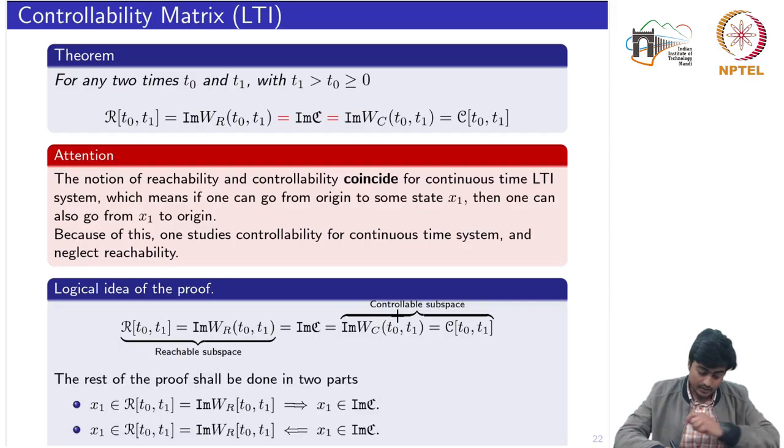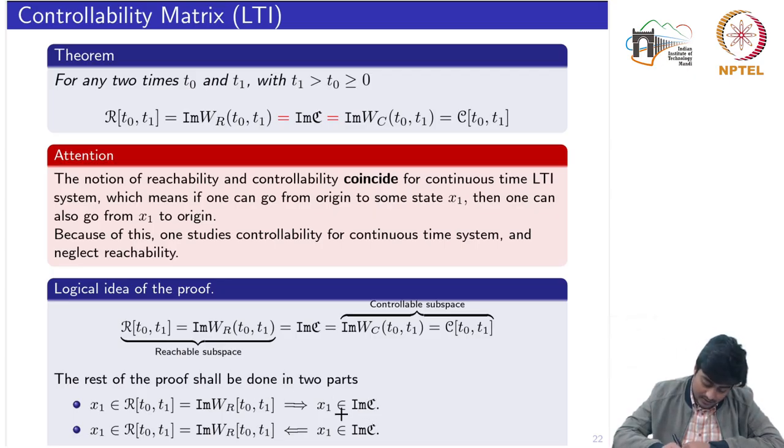Okay, so again this proof will be done in two parts, because we are again talking about the equivalence of two subspaces. Meaning to say, if any element belonging to one subspace also belongs to another subspace, both subspaces are equivalent, and this is valid for all the points in that subspace. So again, x1 belonging to the reachable subspace, which we have already shown is equal to the image of the matrix WR, also implies that x1 belongs to the image of this controllability matrix.